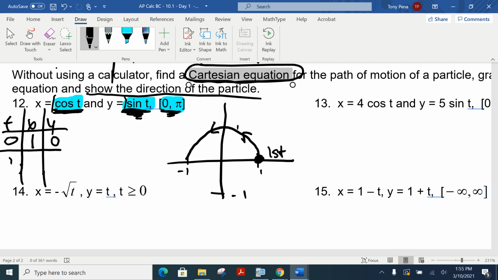I'm going to pick one in between. So I'm going to pick pi over 2 and do the same thing. The cosine of pi over 2 is 0. The sine of pi over 2 is 1.